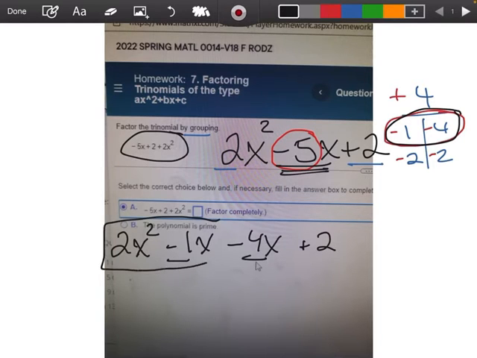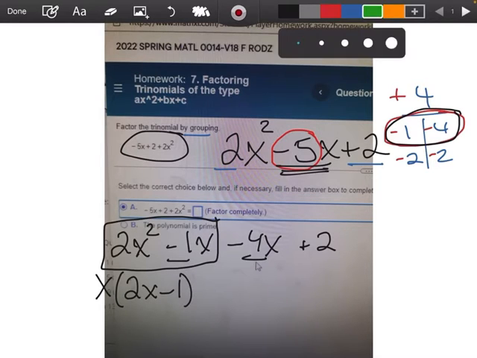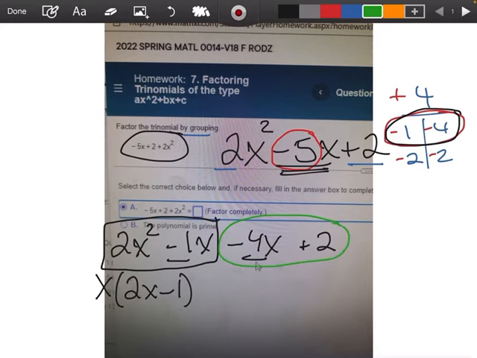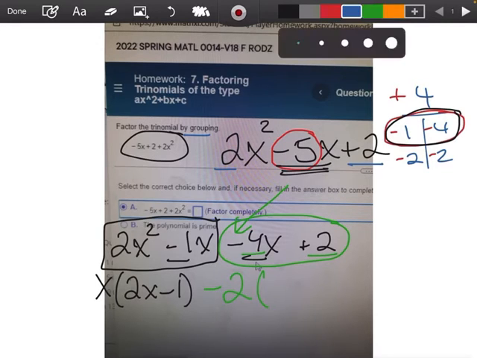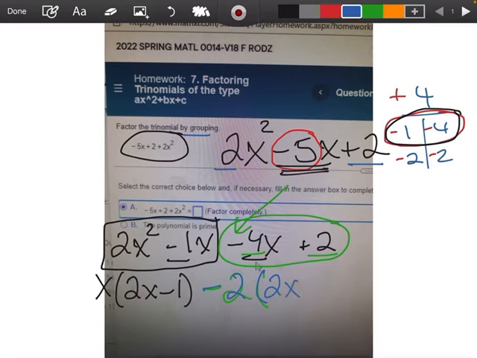So now grouping says, let's take a look at the first two pieces. What can I factor out of here? I can take out an x, and I'm left with a 2x and a minus 1. Now I'm going to go to the second two pieces. The first thing I notice is when this number is negative, whatever number I'm thinking about taking out, I'm going to make sure that number is negative. So I'm going to take out a negative 2. This is going to leave me with a 2x and a minus 1, because I'm dividing both those numbers by negative 2.